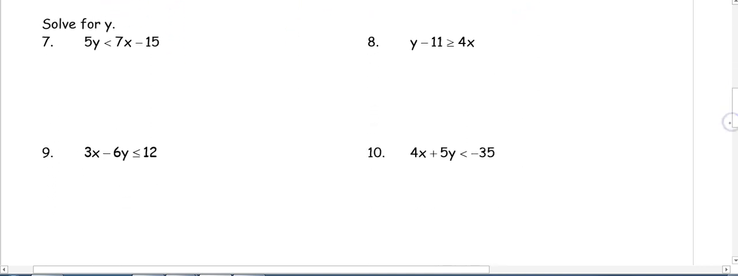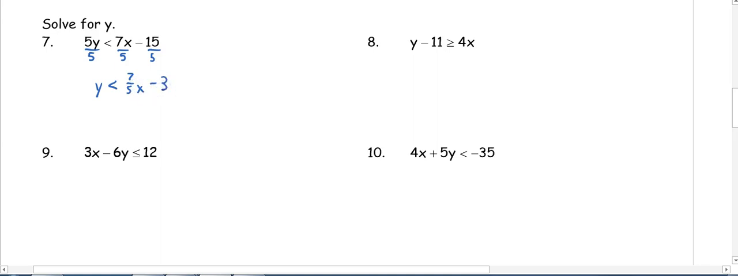Now in the last couple of problems, we're going to focus on solving for y. So in number 7, we have a 5 in front of the y. So we're going to divide everything by 5. And we get y is less than 7/5 x minus 3.